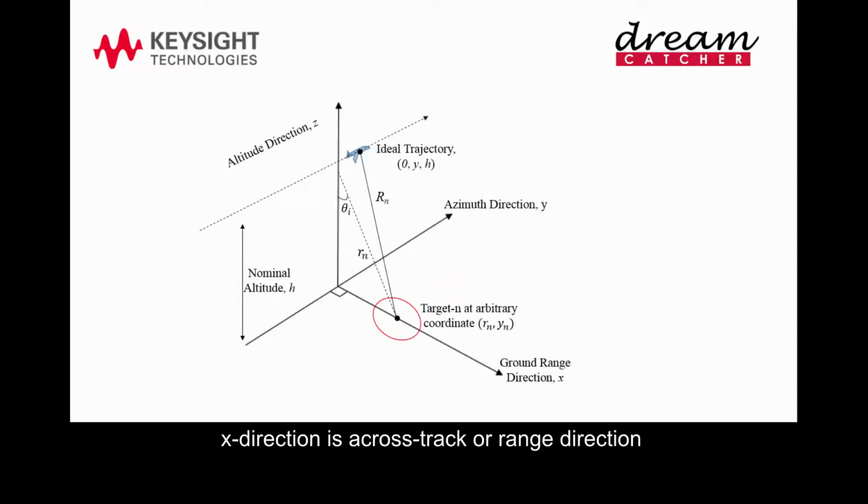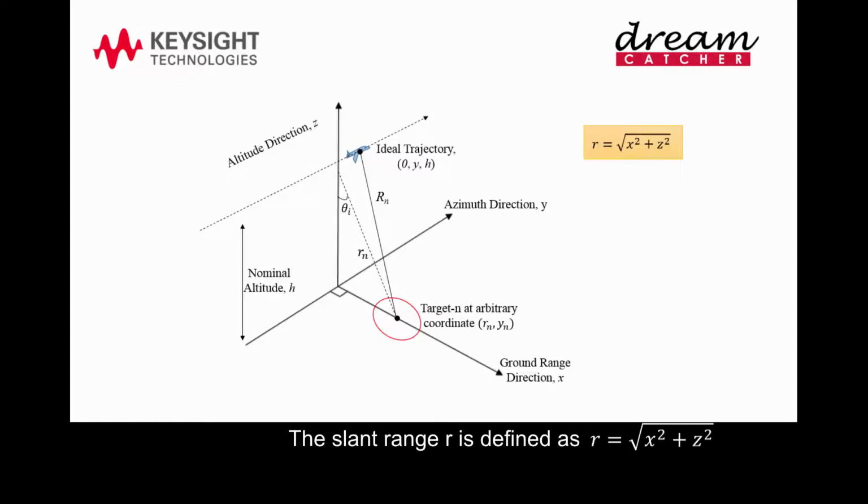The X direction is the cross-track, or range direction, which is perpendicular to the flight path. The Y direction is the along-track, or azimuth direction, which is the flight path of the aircraft. The Z direction is the altitude of the flight. The slant range R is defined as R equal to the square root of x squared plus z squared.